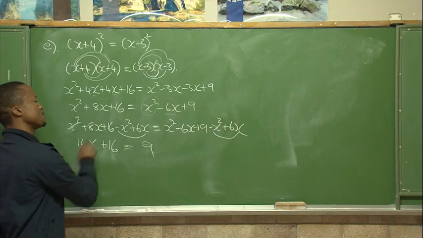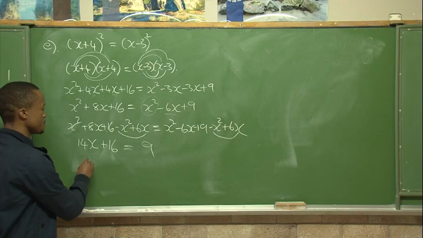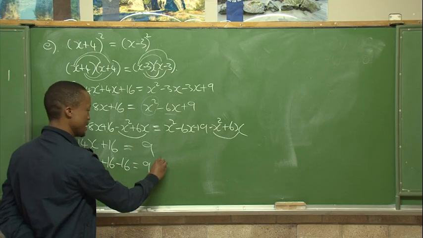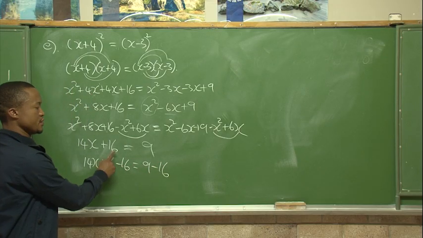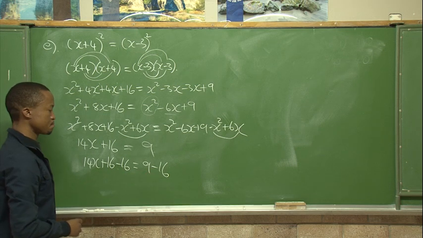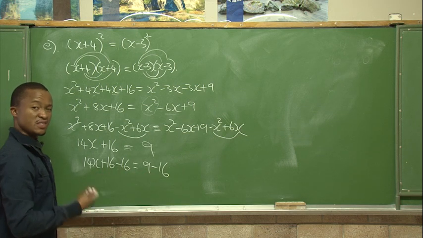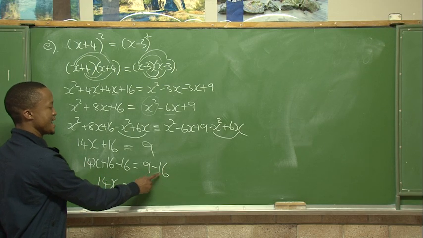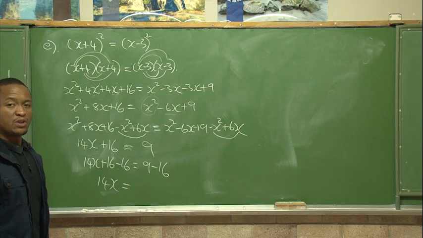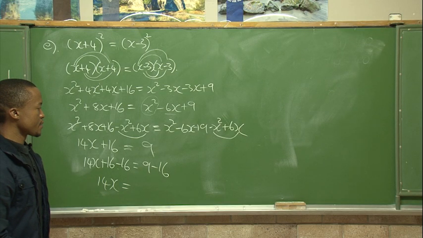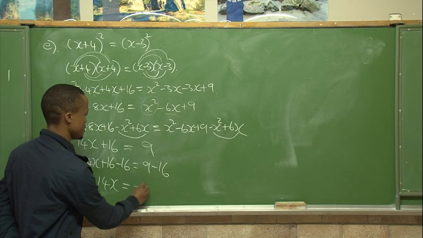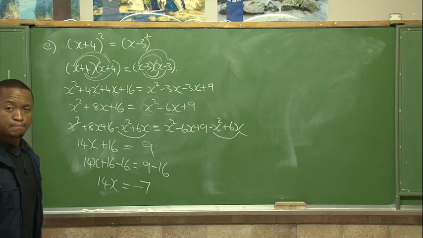So it means we add the additive inverse of 16 on both sides. So we have 14x plus 16 minus 16 is equal to 9 minus 16. Because the additive inverse of 16 is negative 16. 16 minus 16 will give us 0. So we'll be left with 14x. And 9 minus 16 will give us negative 7. So that will be negative 7 as our value.